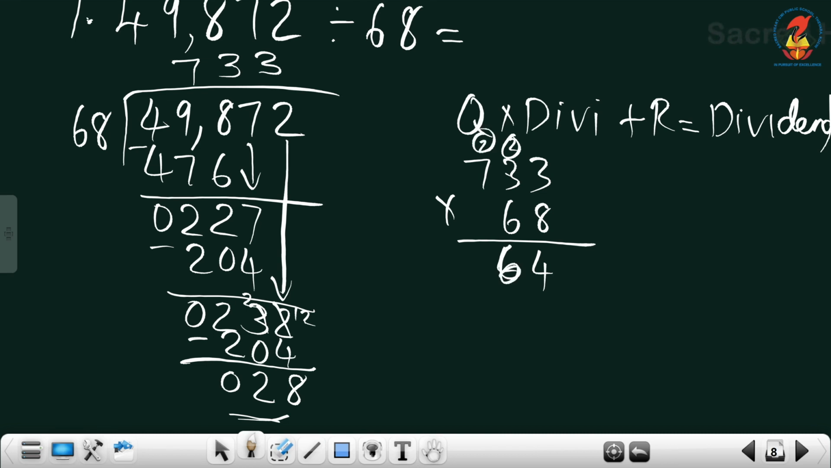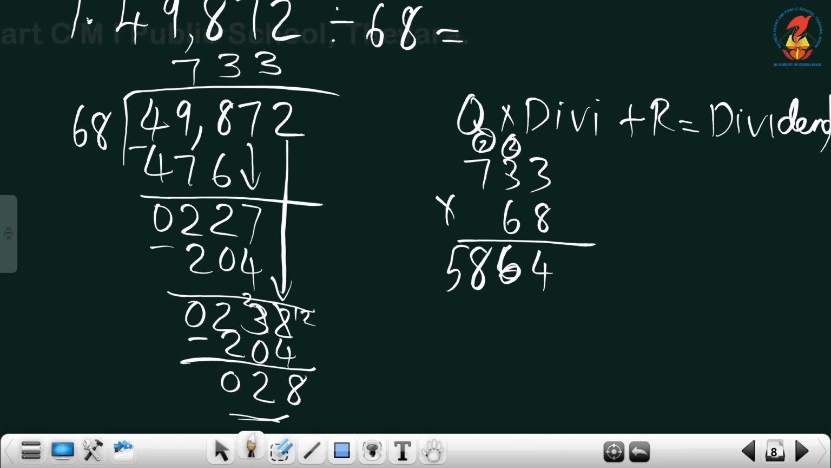7 8s are 56 plus 2 is 58. Is it? 8 3s are 24, 4, carry 2. Then 8 3s are 24 plus 2 is 26. 6, 2 is carry over. 7 8s are 56 plus 2 is 58.